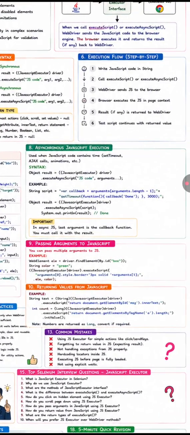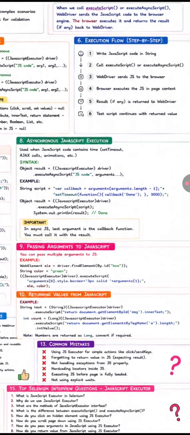the action. Then there is asynchronous JavaScript execution, meaning when the JavaScript code contains timing, like setTimeout or just calling animations, that time we can use asynchronous JavaScript execution. In asynchronous JavaScript, the last argument is the callback function, and you must call it with the result.